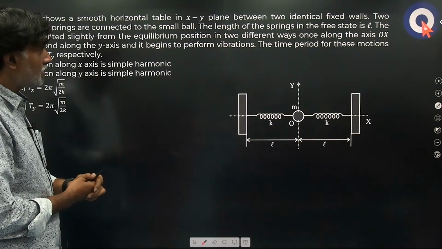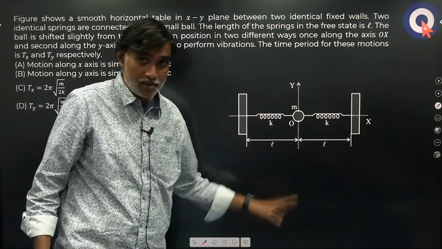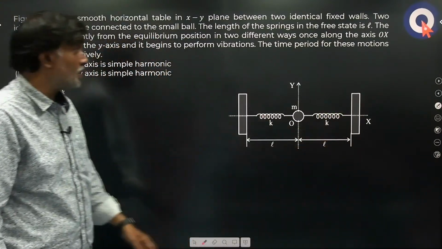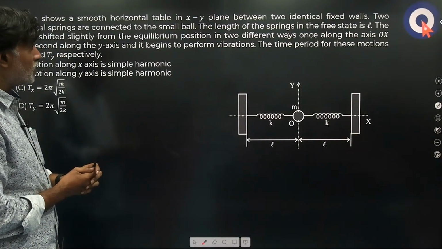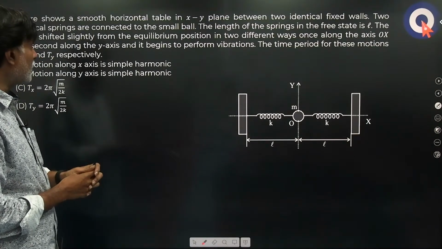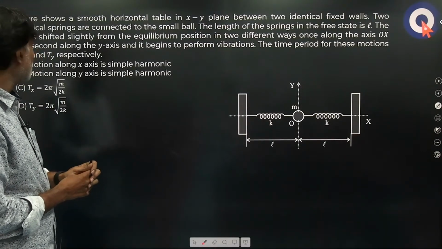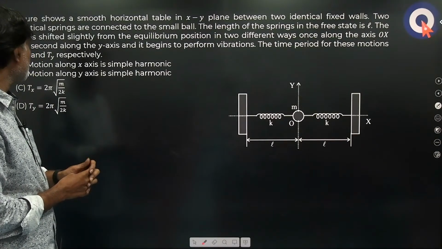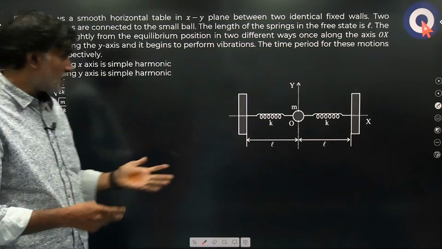The length of the spring in free state is L, and initially they also have given L, means both the springs are in their natural length. The ball is shifted slightly from equilibrium position in two different ways, once along the OX and second along the Y axis, and it begins to perform vibrations. The time periods for these motions are Tx and Ty respectively. Then both are SHM, and what is the time period, that's what they are asking. Okay.